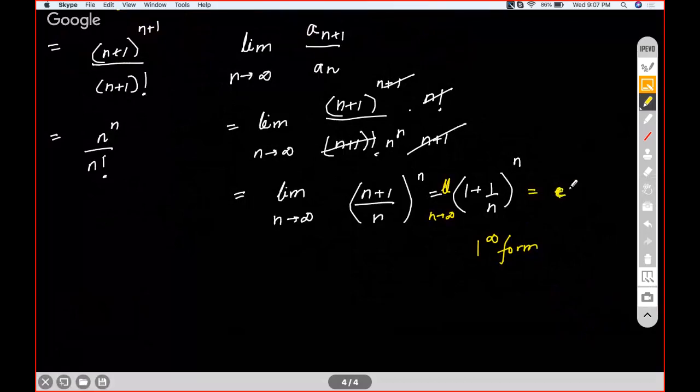Do I need to show how it is e? No, we did it. You would have done this in your NCERT also. Some basic limits are mentioned, and one of them is this. Wait, why is it e? Why is it e? Okay.